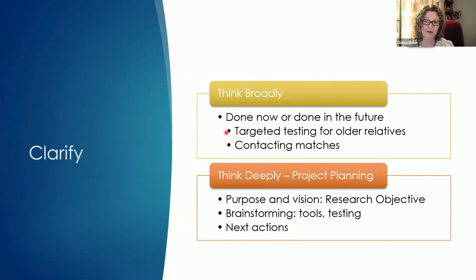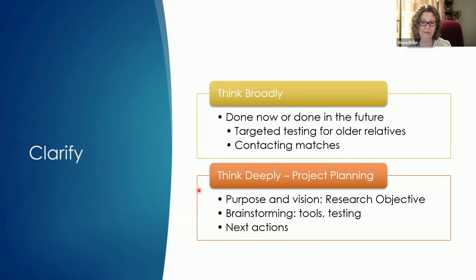So, some things to think about doing now would be that targeted testing for older relatives and maybe even contacting matches, because we know that people, when they take their DNA test, are often more likely to sign in and look at at least their ethnicity estimates, look at matches, and maybe they'll see a message if you contact them right away. So this could be something that you want to do, you know, often and now. This could be something you just put on your calendar to do. But you think about all of those things and kind of where you want those to be in your life.